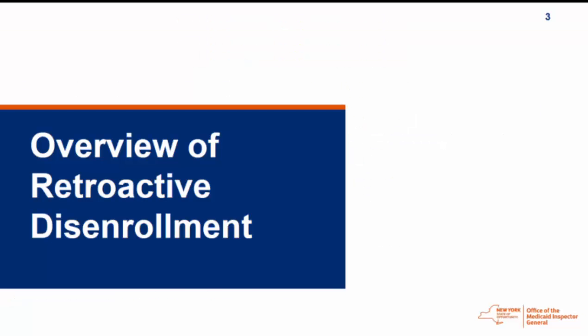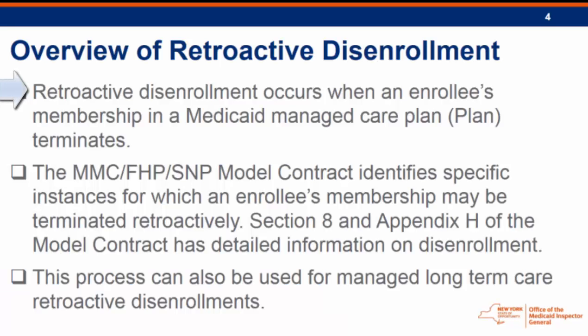First, we will provide a general overview of the retroactive disenrollment process. Retroactive disenrollment occurs when an enrollee's membership in a Medicaid managed care plan terminates. Some membership terminations result in a prospective disenrollment. However, there are specific circumstances in which retroactive disenrollment is allowed.